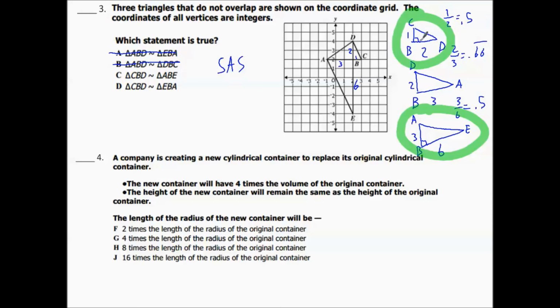CBD. We cross the short side, we hit the right angle, we hit the longer side. We have to do the same order here. So if we look down, short side, angle, longer side. ABE needs to match CBD. Letter C.